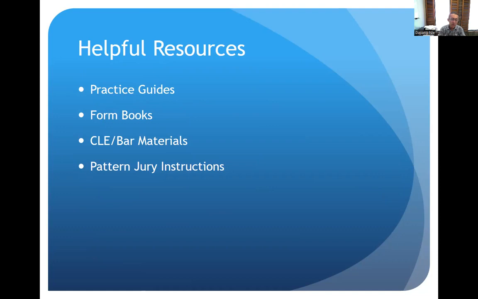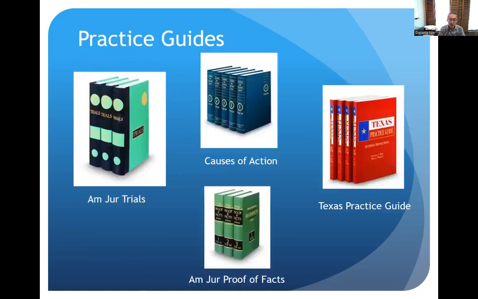We have multiple helpful resources, and most of them are on Westlaw and LexisNexis, which have been used by attorneys for a long time. First, we have the practice guides, American Jurisprudence Trials, and American Jurisprudence Proof of Facts. Those are general practice guides, which are not fixed to a specific jurisdiction or practice matter. We also have the federal-level causes of action. But we also have the Texas-based materials.